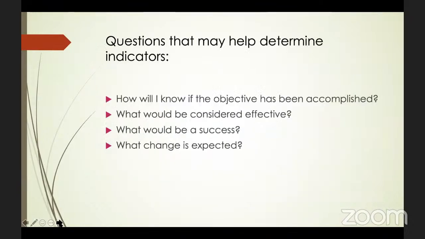Next slide, please. So there are 4 questions that you should ask that should help you to determine an indicator. How will I know if the objective has been accomplished? What would be considered effective? What would be a success? And what change is expected? Next slide, please.